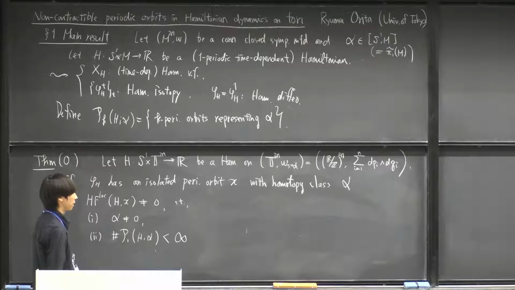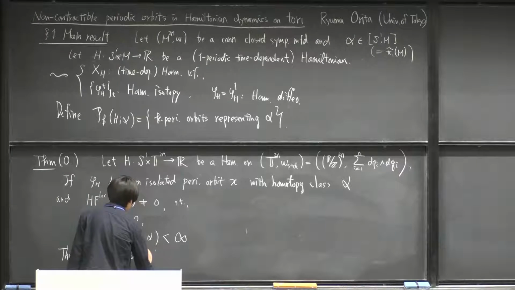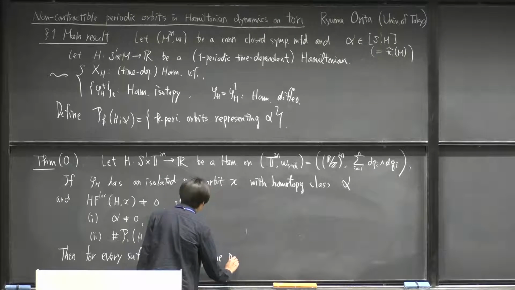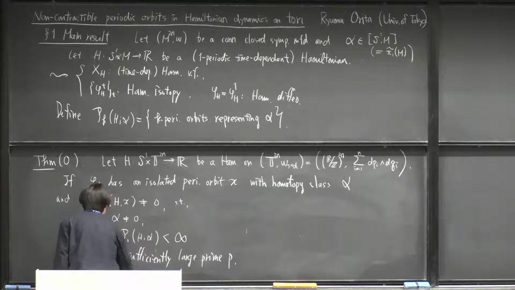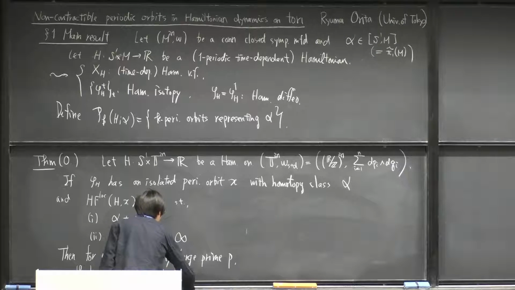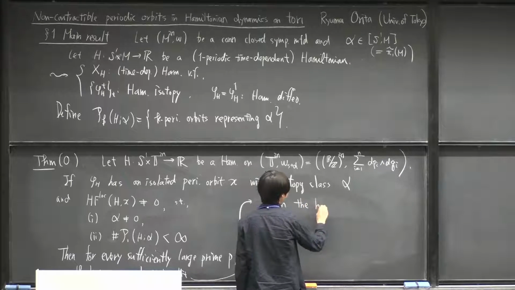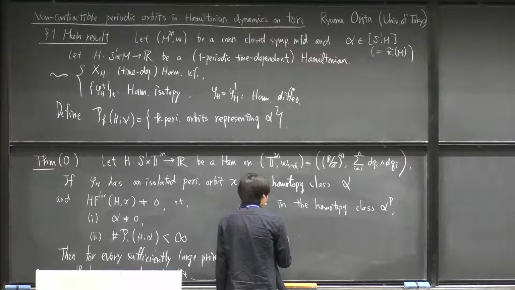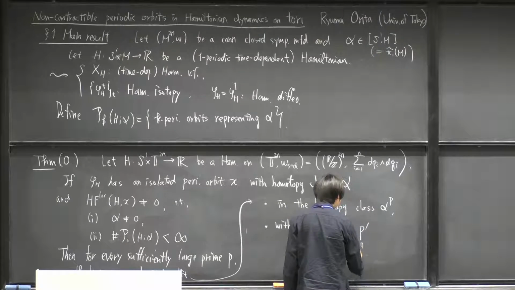Then the same conclusion as Ginzburg-Gürel holds, namely for every sufficiently large prime p, phi_H has a simple periodic orbit within the homotopy class alpha^p and with period p or p', where p' is the next prime greater than p.